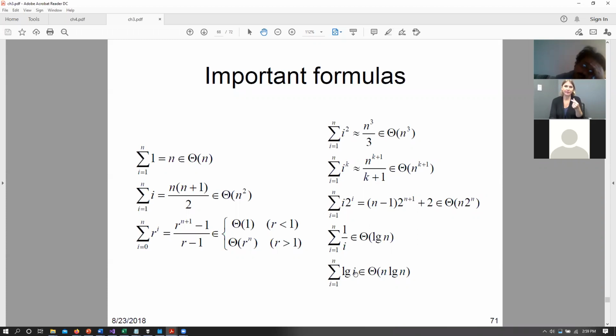These are some important formulas that you might like to remember, but just keep it in mind. You can also derive it. I can also show you the derivation later at some point. But okay, so let's move on because we are still reviewing.